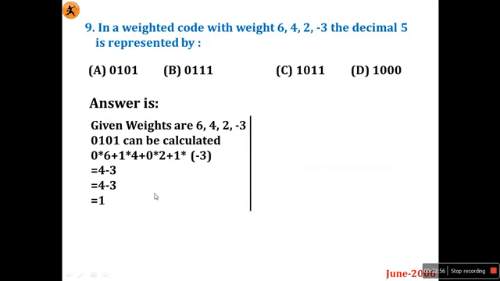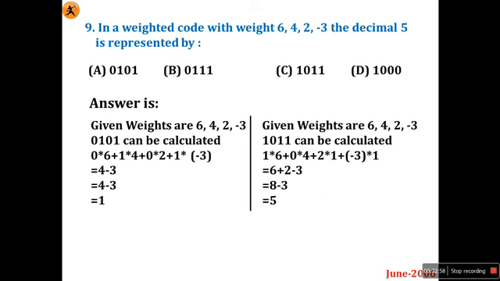Let me select the next one, the third one. The bits are 1 0 1 1, option C, I will select and check it. 1 into 6, 0 into 4, 1 into 2, 1 into -3. So 1 into 6 is 6, this is 0, 1 into 2 is 2, 1 into -3 is -3. So 6 plus 2 is 8, minus 3 is 5. So the answer is C. You may check B and D also, but while selecting the options, be careful. So the answer is C.